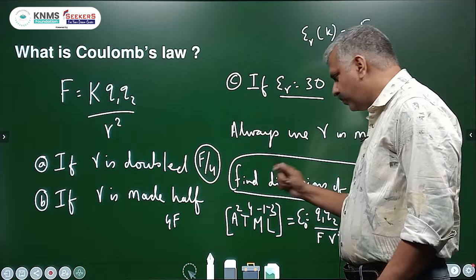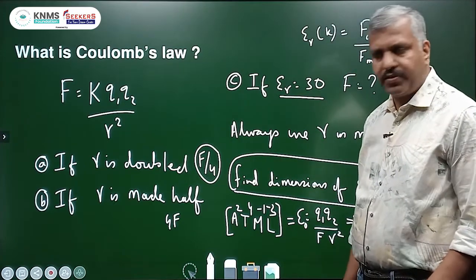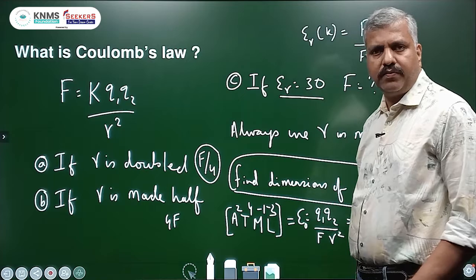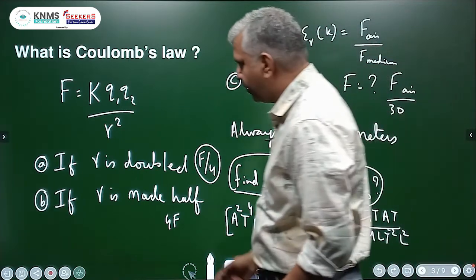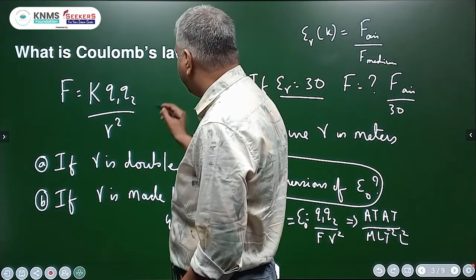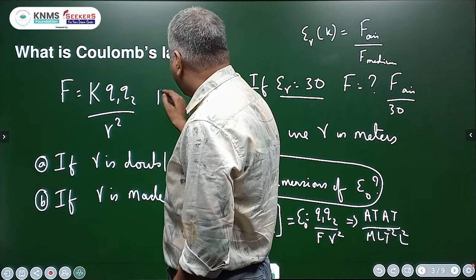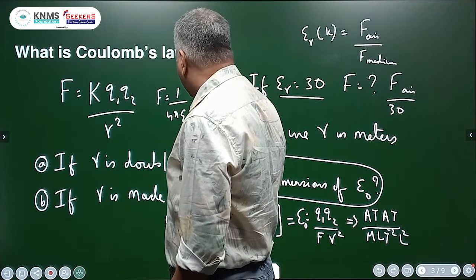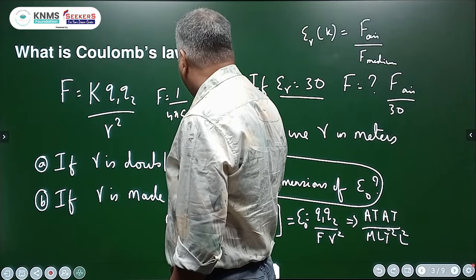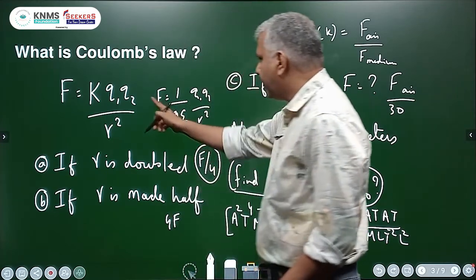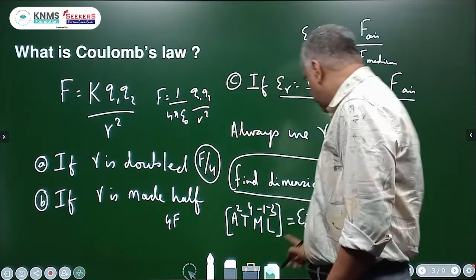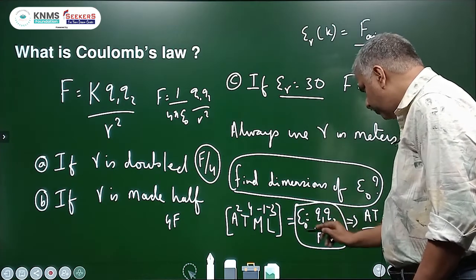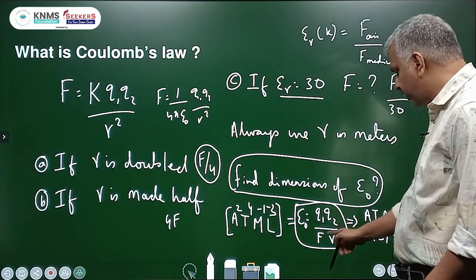Now, the next question which has come many times is the dimensions of epsilon naught. What are the dimensions of permittivity? Whenever you get a question of this kind, you just catch hold of the formula and work it out. F is equal to 1 by 4 pi epsilon naught Q1 Q2 by R squared. If you take epsilon naught up, F comes down. So dimensionally, epsilon naught will have the same dimensions as Q1 Q2 by F into R squared.